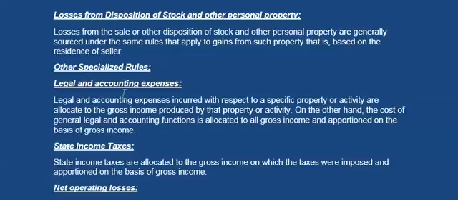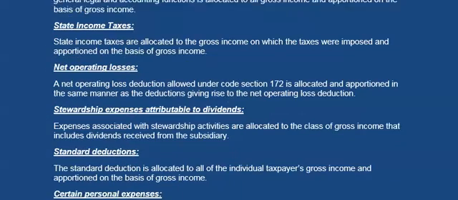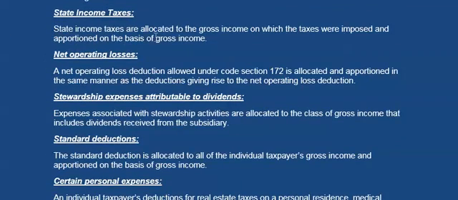Other specialized rules. Legal and accounting expenses. Legal and accounting expenses incurred with respect to a specific property or activity are allocated to the gross income produced by that property or activity. On the other hand, the cost of general legal and accounting functions is allocated to all gross income and apportioned on the basis of gross income. State income taxes. State income taxes are allocated to the gross income on which the taxes were imposed and apportioned on the basis of gross income.